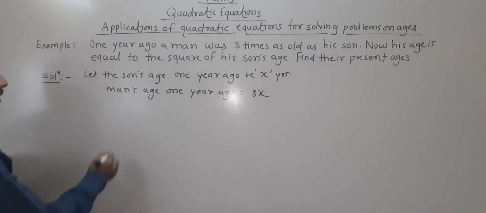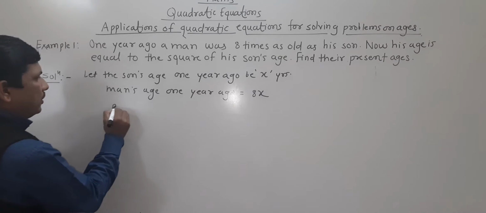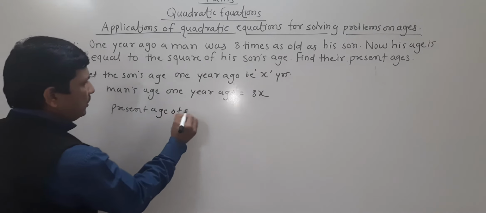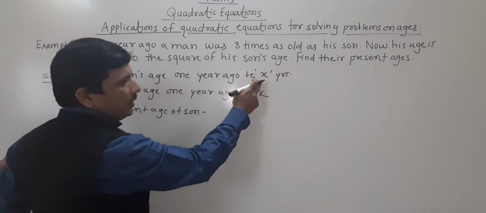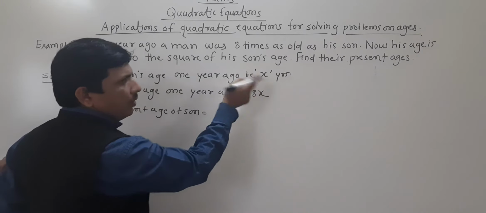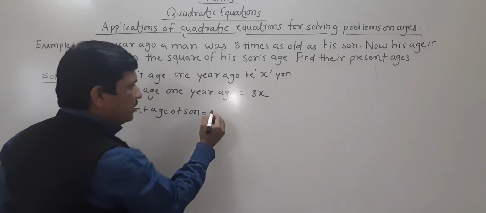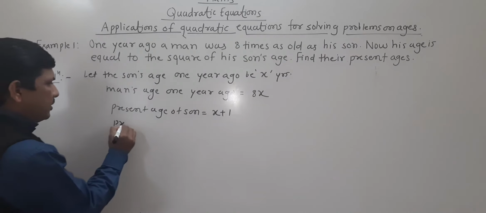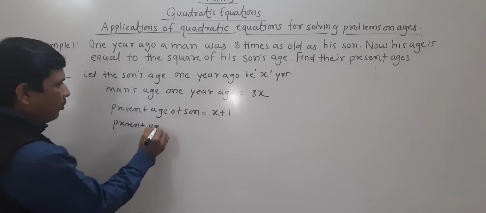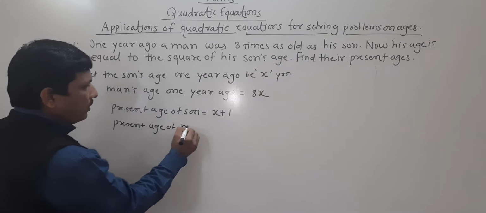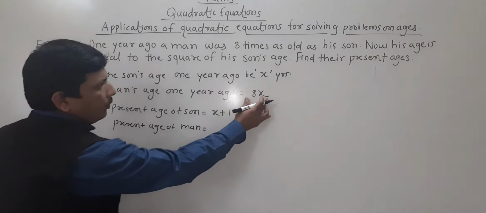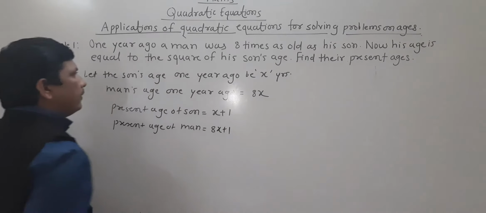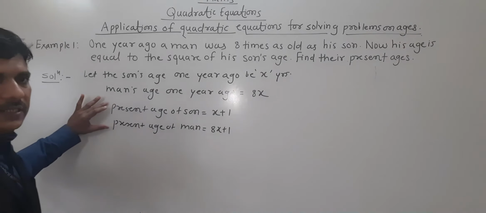Present age of son is equal to x, the age one year before, plus 1, so the present age is x plus 1 years. Now the present age of man: 1 year before it was 8x, so it is 8x plus 1. So these are the present ages.